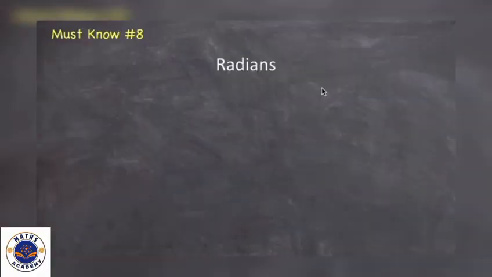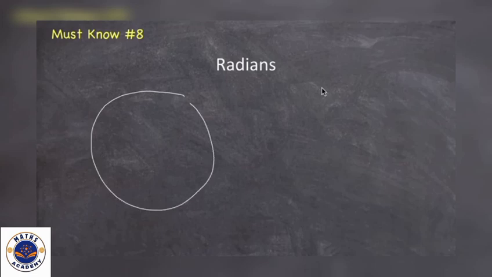Must know number 8. Radians. Up until now, all the angles we've been working with were measured in degrees. But there's another unit of measurement we could think about for angles, and that is radians. Let me show you what a radian is. If I draw a circle, it'll help you visualize it.